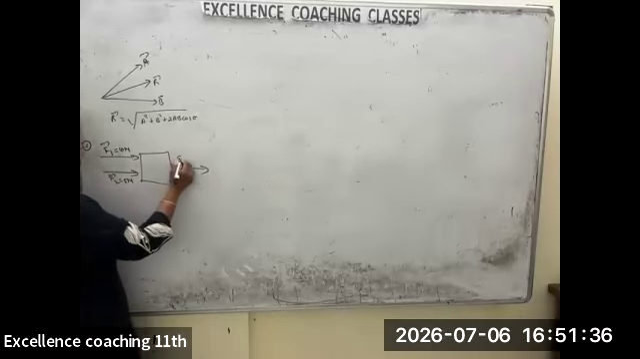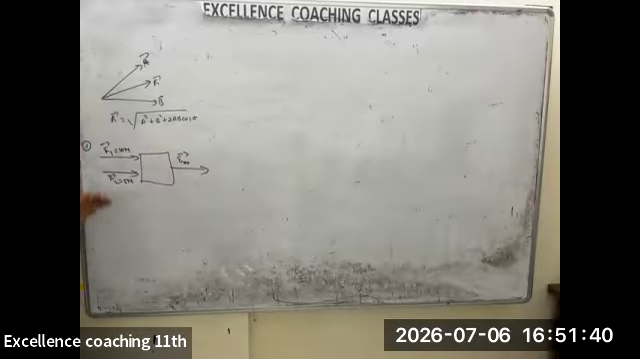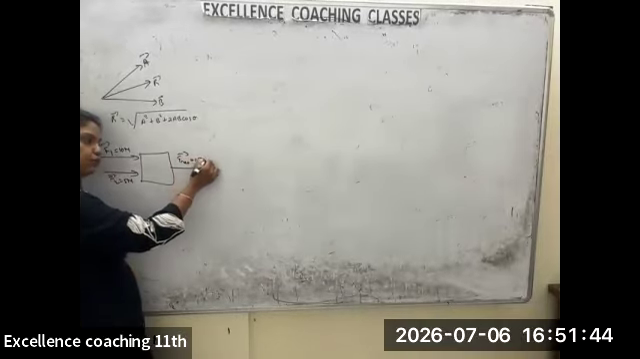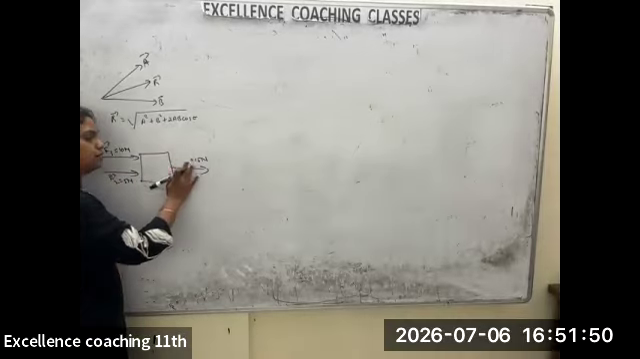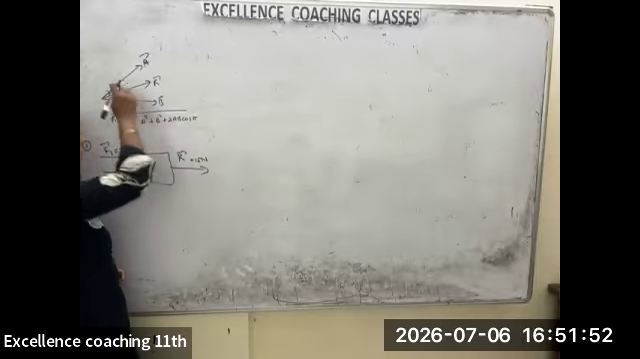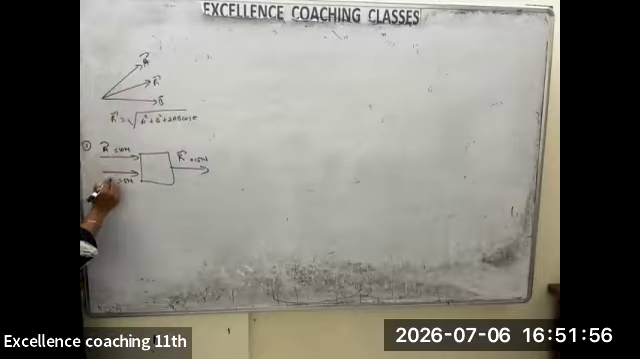So what will be your F net? Net means what? Combination of. What will be F net? 10 plus 5. Answer will be 15 Newton. Okay, so this is your resultant. Better to write F net as resultant, so that you compare it with this one. So this I'll write A and this I'll write B.